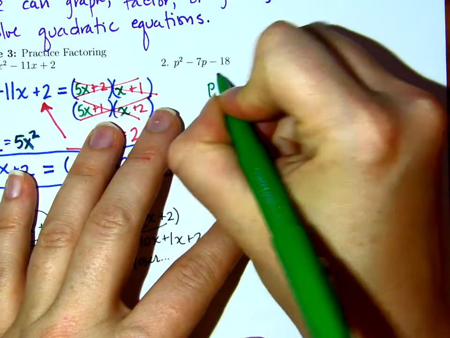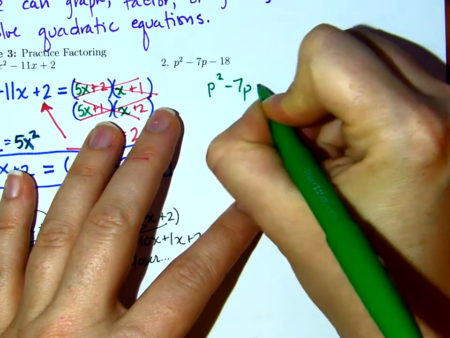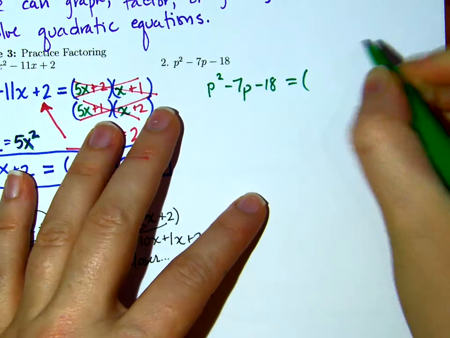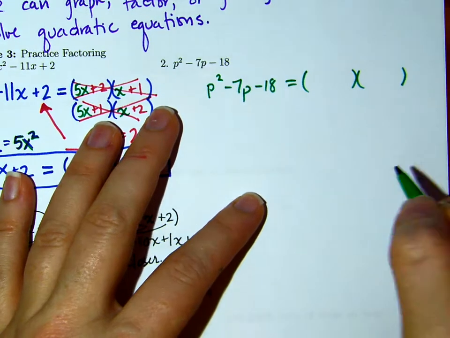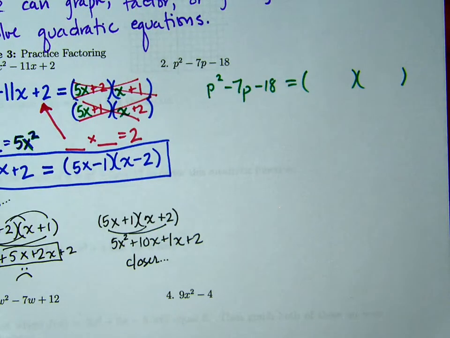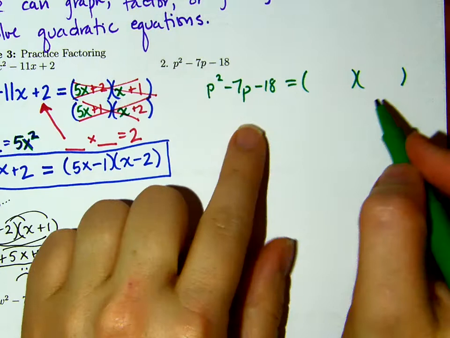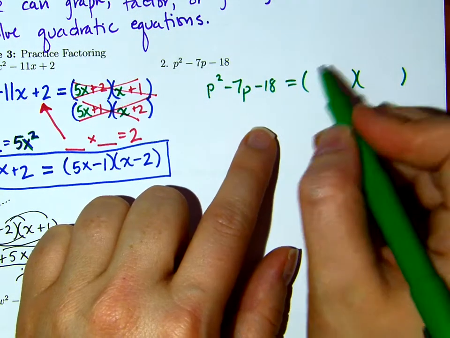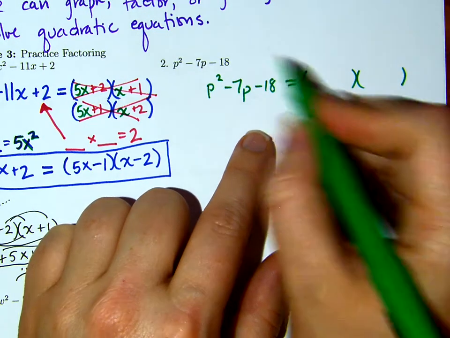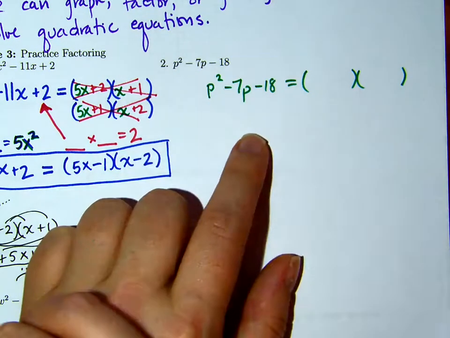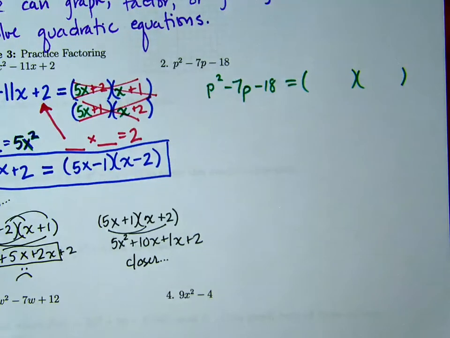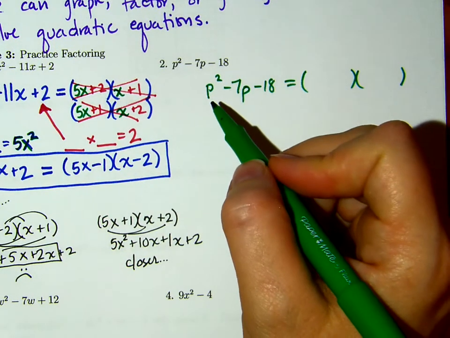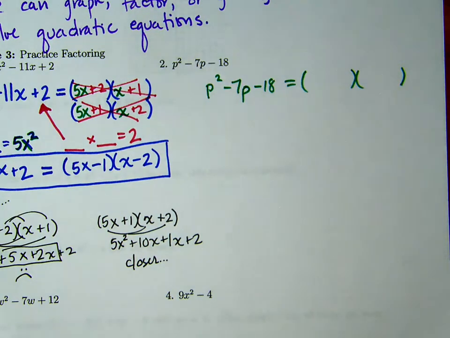So we have p squared minus 7p minus 18 has to equal some factor times another factor. Okay, I always have to start this way so that I know exactly what it means to factor. It means to write something times another something to get what has been given to me. Like a prime factorization tree? Yeah. Right.